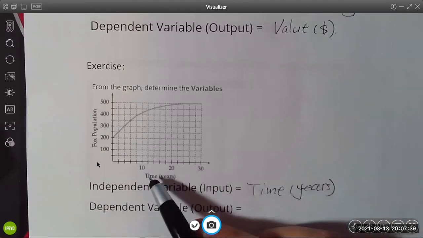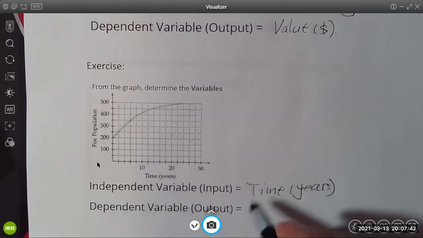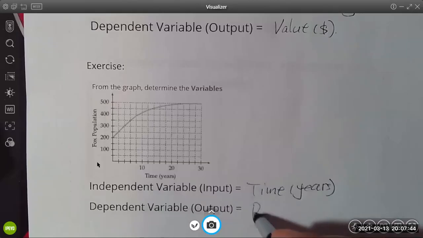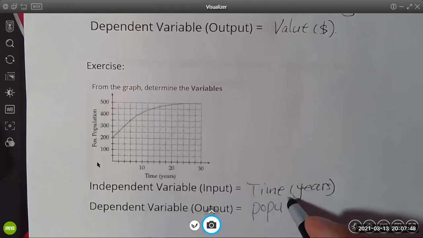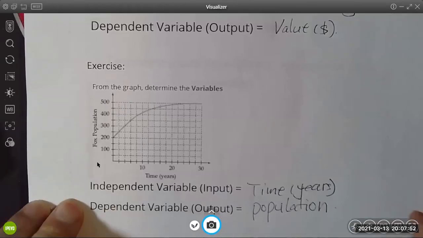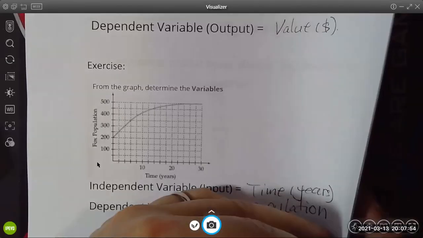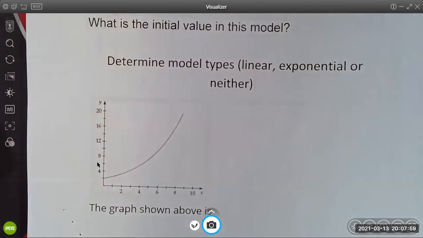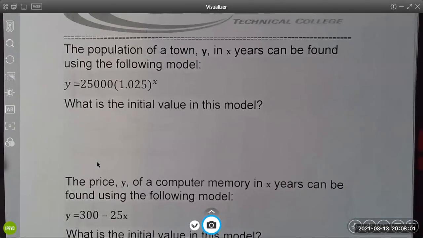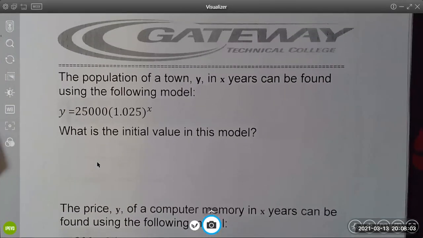Even if you don't say years, it's still correct. The variable itself is time. It is measured in years. Dependent variable is population. You can say Fox population. And that's it. Those are the answers. So this is just an exercise to make sure everybody can identify the dependent variable and independent variable.